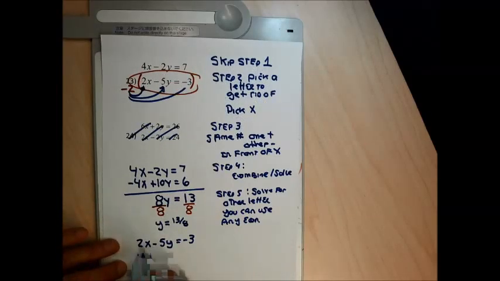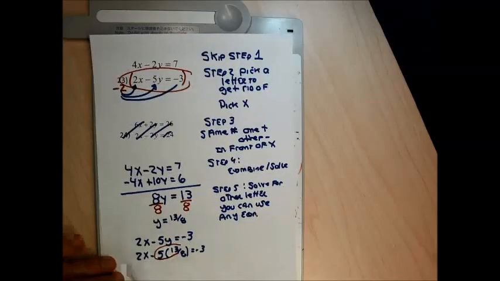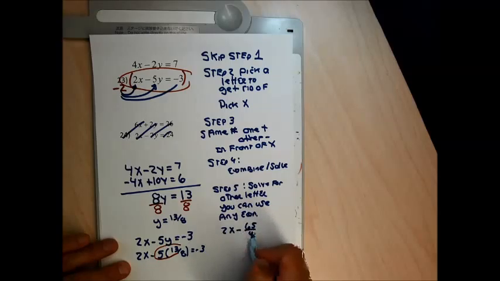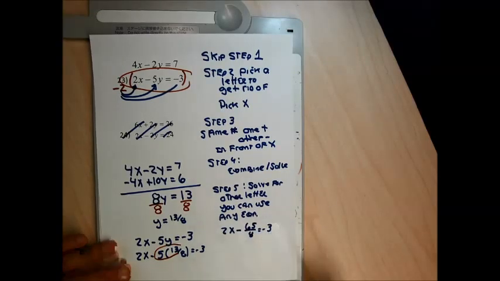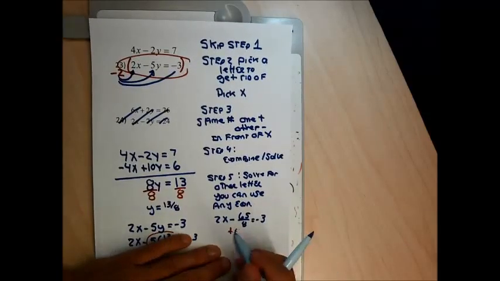I just feel like I should have an error here, but I don't see an error. So I'm going to go 2x minus 5 times 13 over 8 equals minus 3. When I multiply this, I'm just going to multiply the 5 and the 13. This is going to give me 2x minus 65 over 8 equals minus 3. I'm going to get to my calculator here because I don't want to do these fractions by hand. So I'm going to add 65 over 8 to both sides.